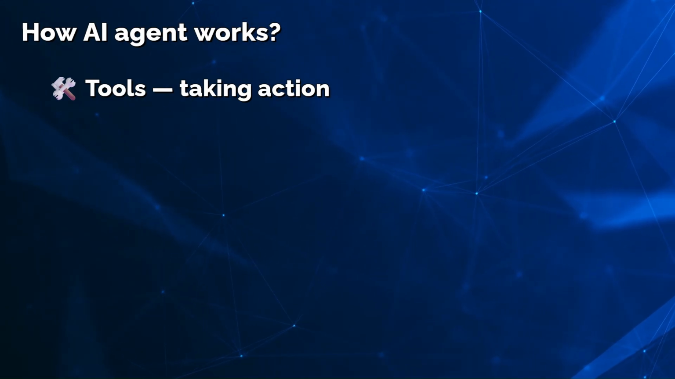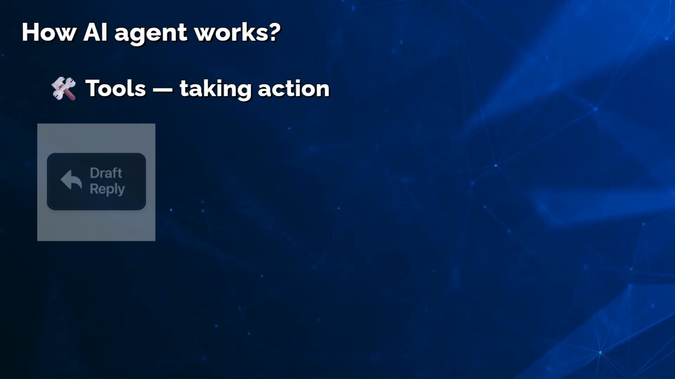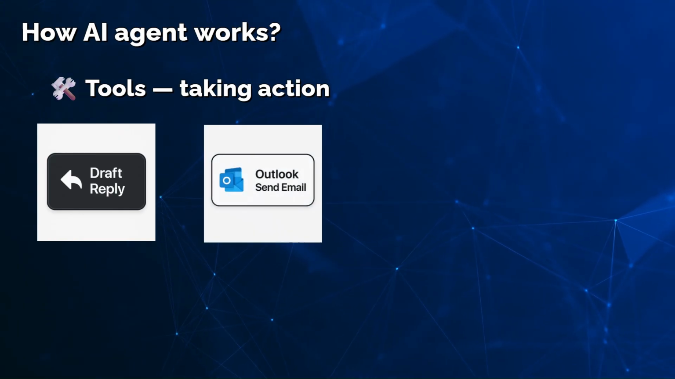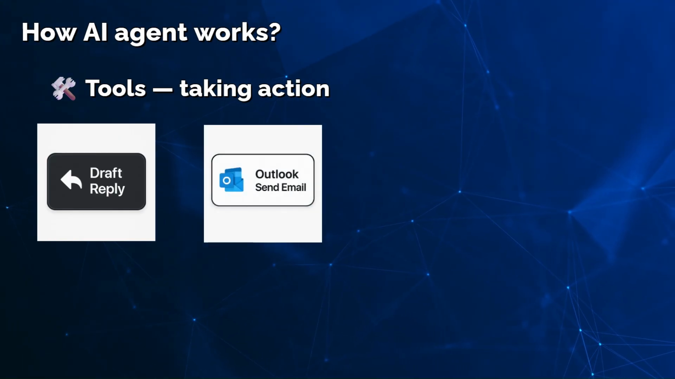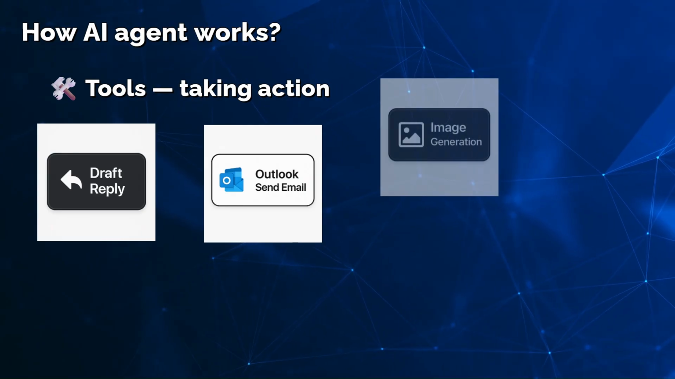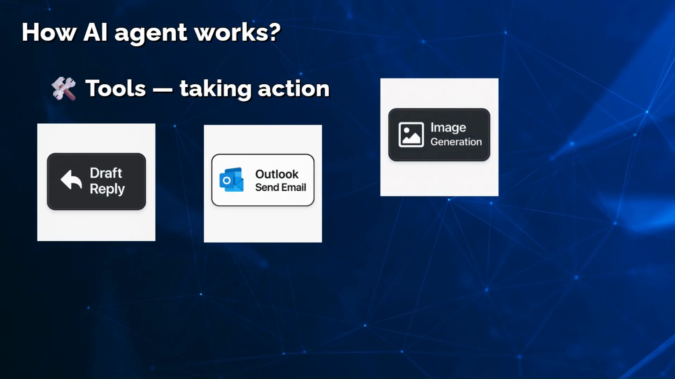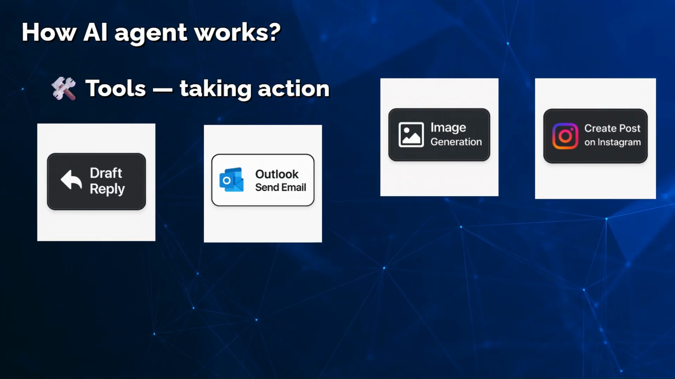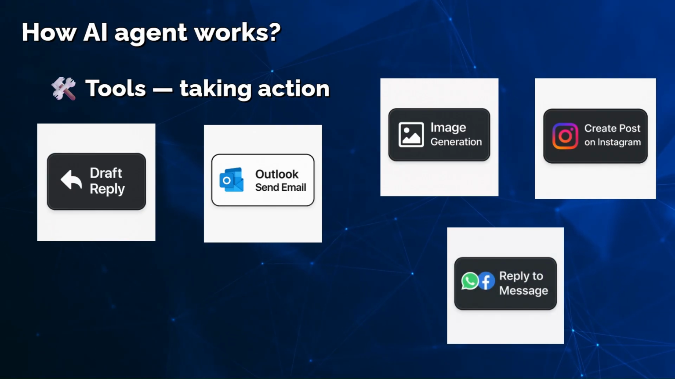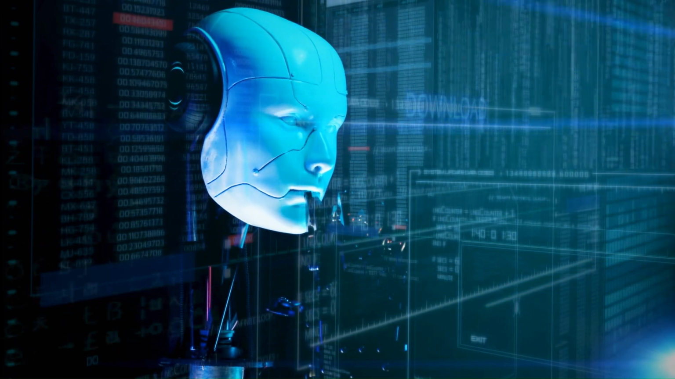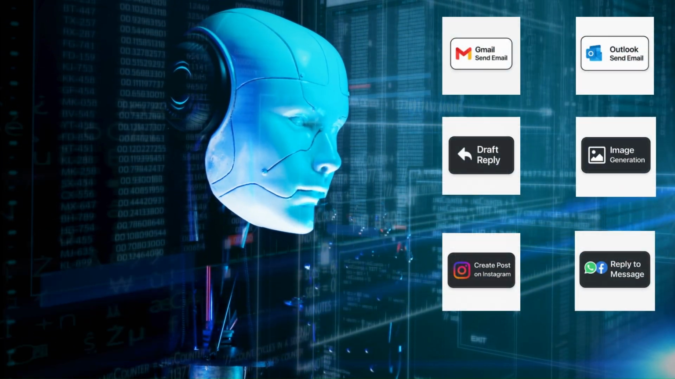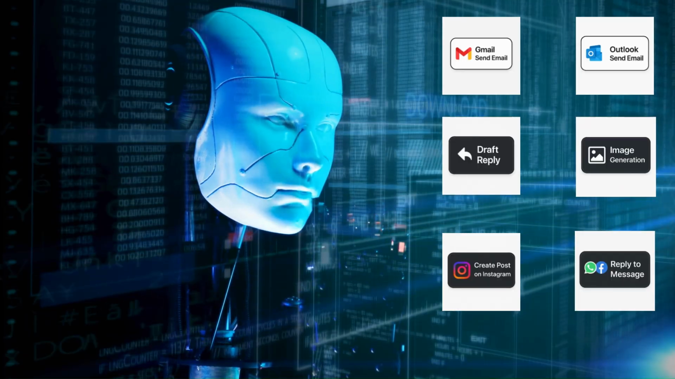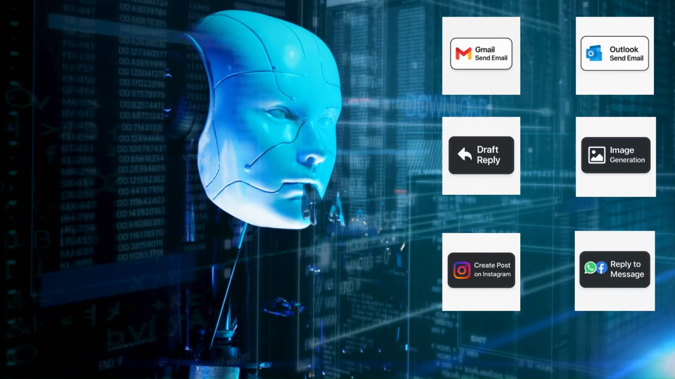Similarly, you can create more tools like creating a draft reply, sending an email from Outlook. It can be anything. If you want your agent to generate an image, pass the tool for image generation. If you want your agent to upload a photo on Instagram, create a tool called Create Post on Instagram and pass it to the agent. Same way, if you want your agent to reply to any message in WhatsApp or Facebook, again create a tool and pass it to that. So in short, the more tools your agent has, the more capable it is. Now when to call a particular tool and with what data, the agent decides that for you.